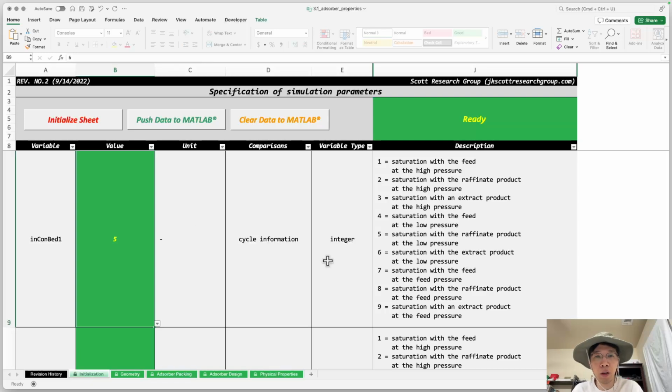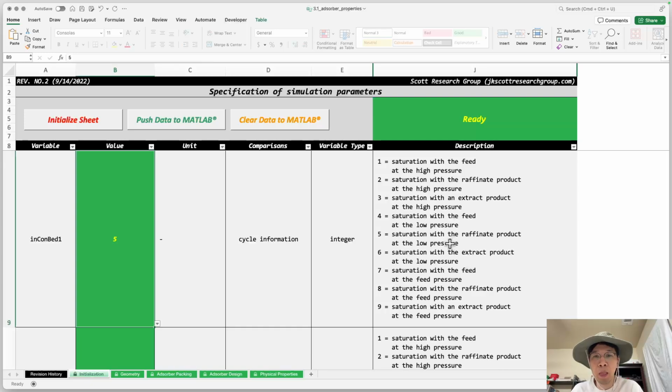So consider different initial conditions within this description column. Saturation with the feed at the high pressure, saturation with the raffinate product at the high pressure, and so forth. We have even 9 different initial conditions to choose from. But here we have chosen 5. So what is 5? Saturation with the raffinate product at the low pressure.